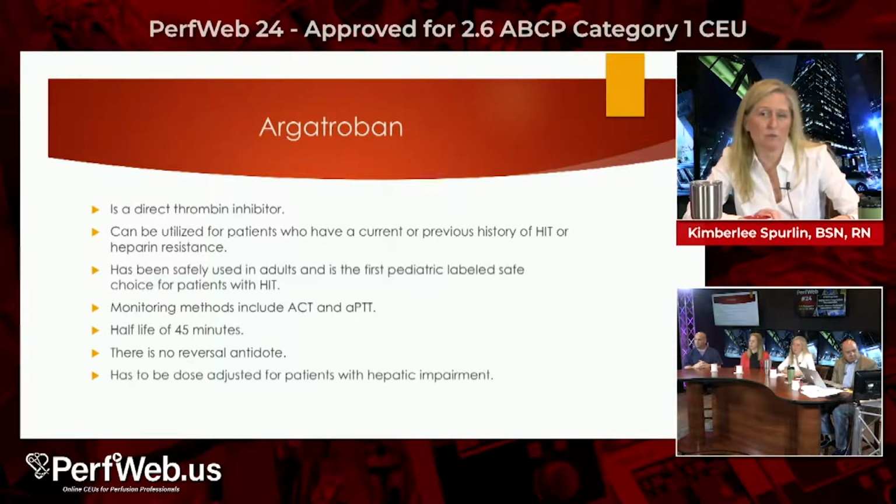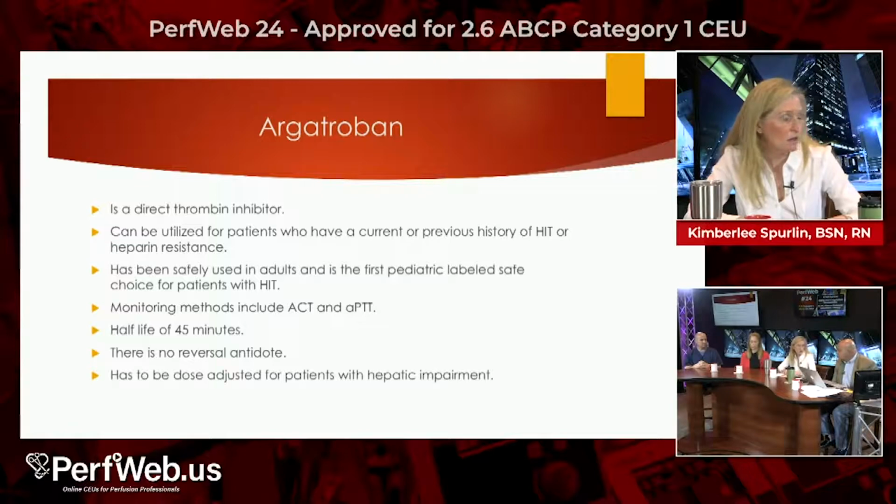Argatroban, another direct thrombin inhibitor, can be used for patients who have current or previous history of HIT or heparin resistance. Again, it has been safely used in adults and is the first pediatric labeled safe choice for patients with HIT. Monitoring methods, again, include ACT and PTT, with a half-life of 45 minutes. Again, the problem with it is no reversal antidote, and it has to be dose adjusted for patients with hepatic impairment. The big thing with the DTIs is they're more expensive than heparin.